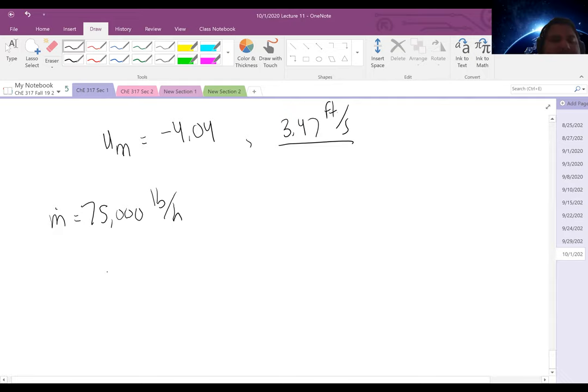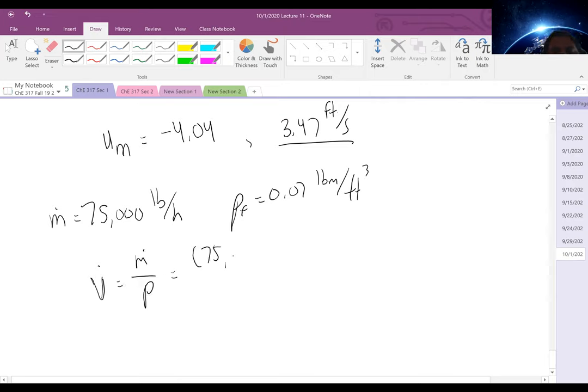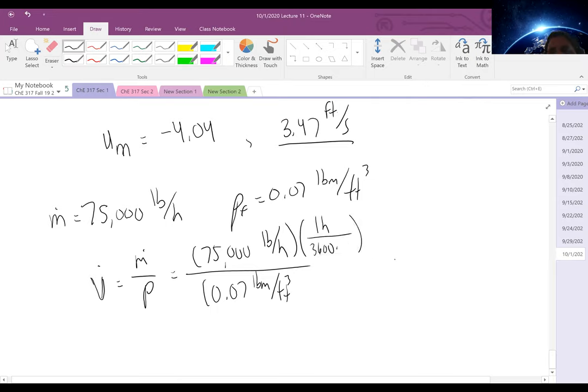then from there. All right, so if we know that our density is 0.074 pound mass per cubic feet, then our volumetric flow rate is simply our mass flow rate divided by that density, or 75,000 pounds per hour divided by the density, 0.074 pound mass per cubic feet. I'll also take this and make it into seconds. 1 hour is 3,600 seconds. And so that gives us a value of approximately 281.5 cubic feet per second.